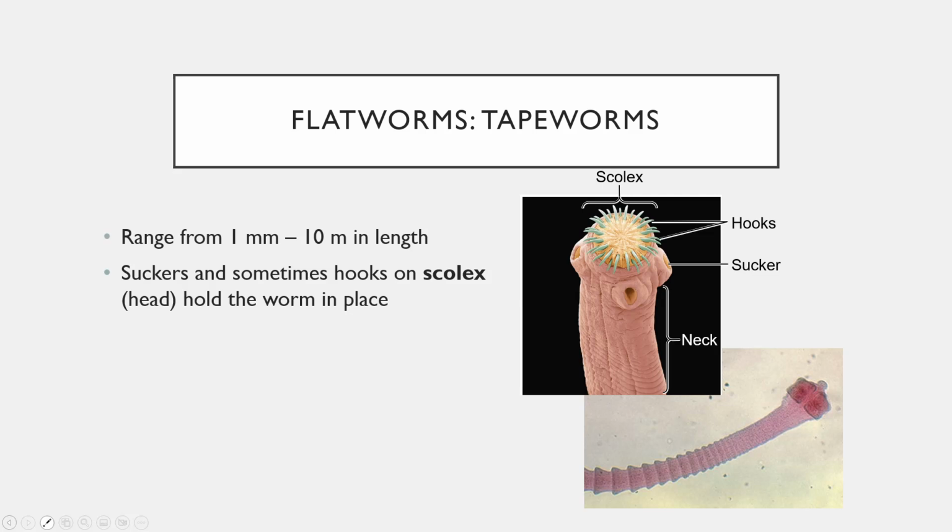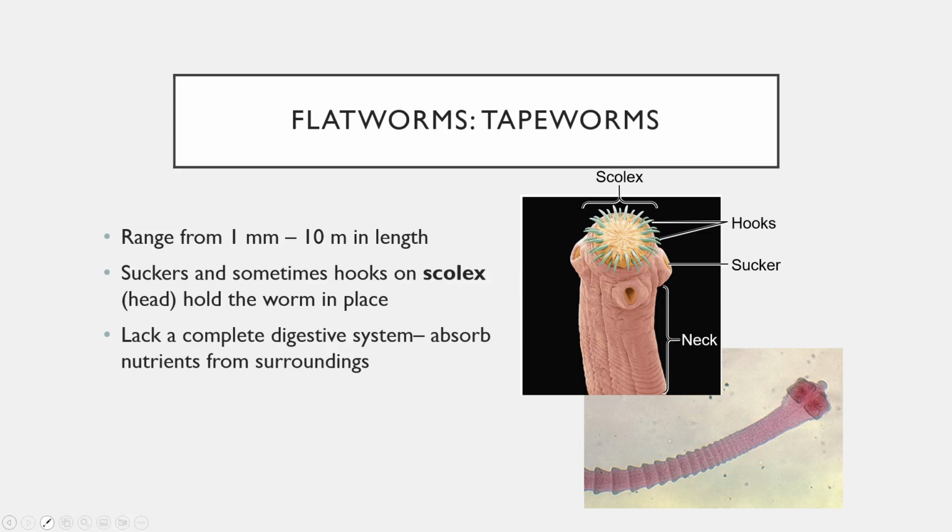So there is such a thing as a very small tapeworm that is only 1 millimeter in size. Although if you've ever seen a video of a tapeworm, it's probably one that tends to be longer in length. Like flukes, they lack a complete digestive system and instead are forced to absorb nutrients from their surroundings. So the head, the hooks, and the sucker don't actually play a major role in the nutrition acquisition for the worm. The nutrition is absorbed through its skin.